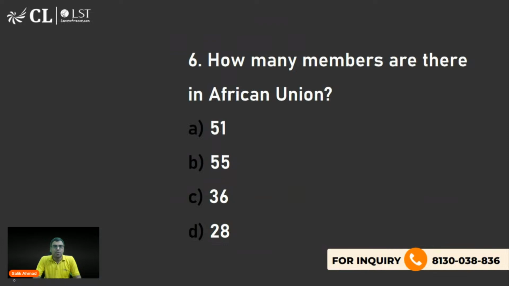Now let's move on to the next one. How many members are there in African Union? 51, 55, 36, 28.